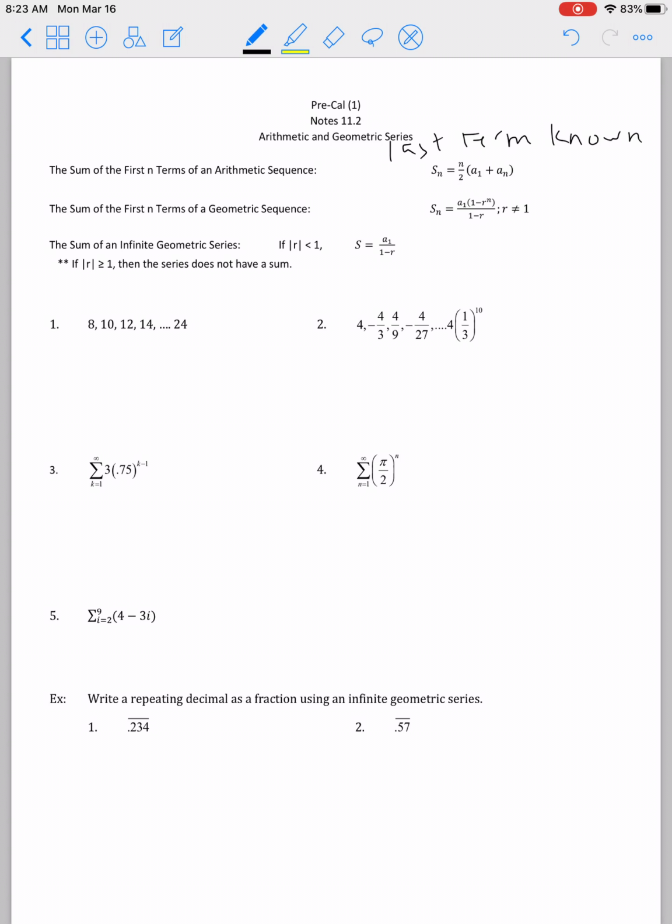And then there's also one, I'll write it up here, which is S sub n equals n over 2 times 2 a sub 1 plus n minus 1 d. And this one up here is last term unknown.